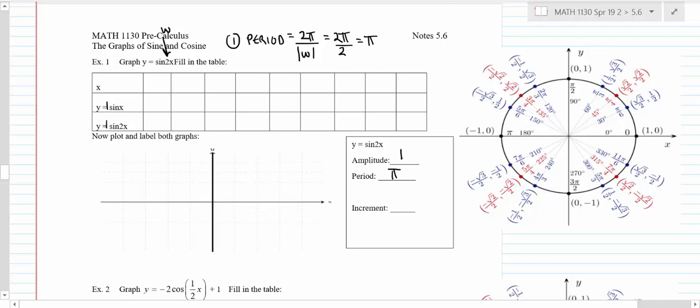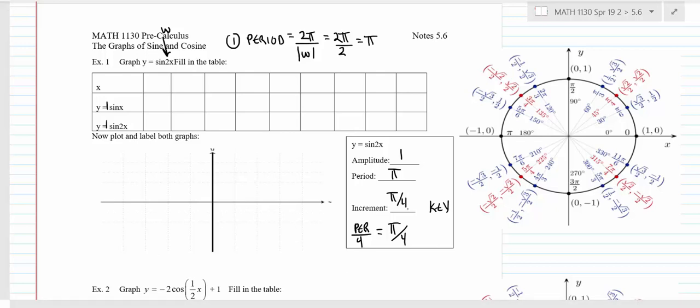So always start by figuring out the period. Now the key, this is the whole key right here, is to figure this increment out. So what you do is you take the period and you divide it by 4. Okay, and I'll explain why you divide it by 4. So what we do is the period is pi. Divide that by 4, you get pi over 4. Okay, like that. So that means that our x-axis is going to go by pi over 4.